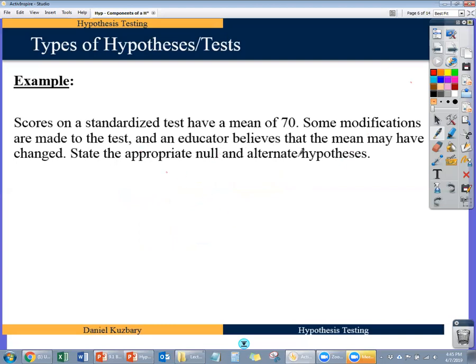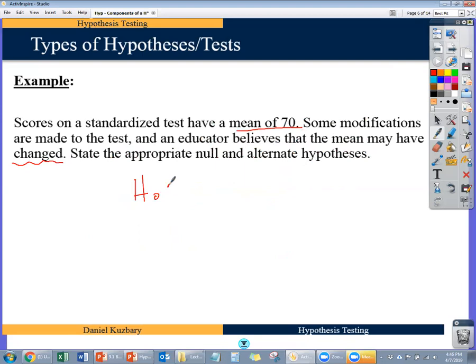And here's the last example. We have a score on a standardized test with a mean of 70. Some modifications are made to education. I'm sorry, I can't say that word, and I'm an educator. An educator believes that the mean may have changed. So here's this word, changed. It doesn't say the mean rose. It doesn't say the mean has decreased. It says the mean may have changed.